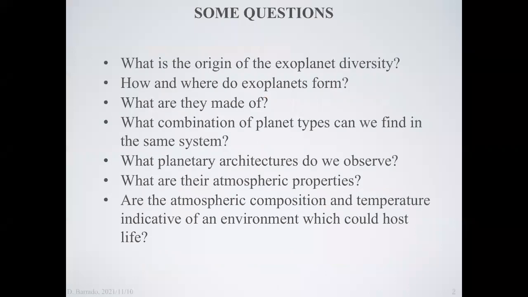So I'm going to try to give you an overview of what we know and what we expect to know in the next years or decades about the immense diversity of exoplanets, but also having a much larger view, because one of the things that we are now trying to put in context is the diversity of the systems as a whole.